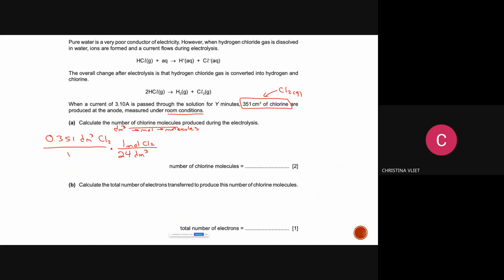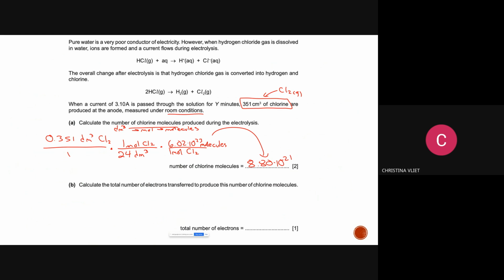Now how do I get to molecules? Moles to molecules. 6.02 times 10 to the 23rd molecules. And so that's going to give me here 8.80 times 10 to the 21 molecules. 2 marks. You can do that.